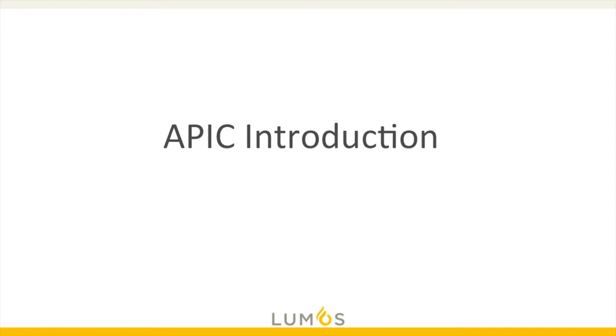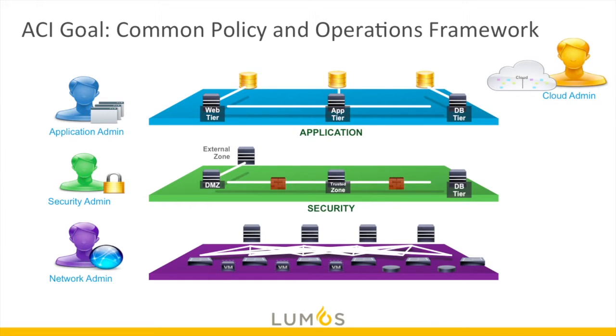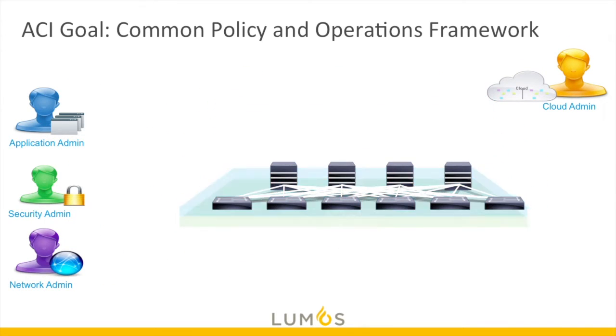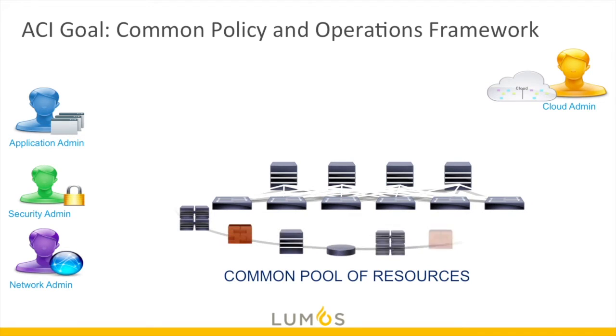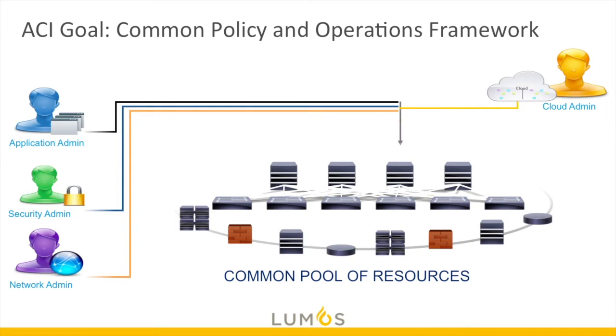Okay, let's introduce the APIC controller cluster. The ACI goal is to have a common policy and operations framework. Whether you're doing application administration, security administration, or network administration, we're collapsing it into a single fabric and a single pool of resources that we can draw from. Whether we're doing layer 2 through 3 routing and switching, or service insertion of firewalls and load balancers, it's all done through ACI, and it's all done into the APIC controller.